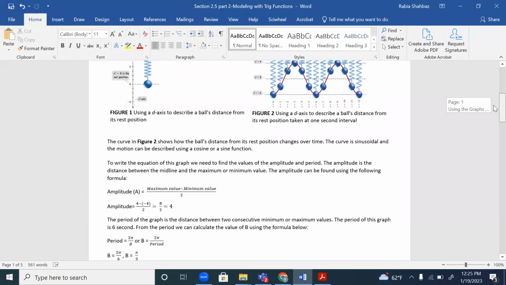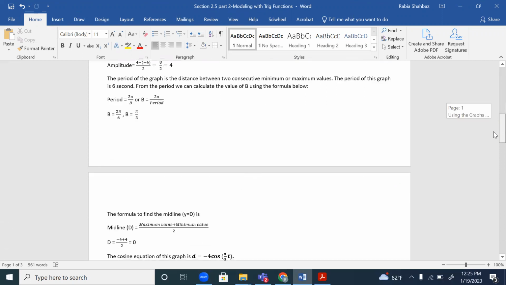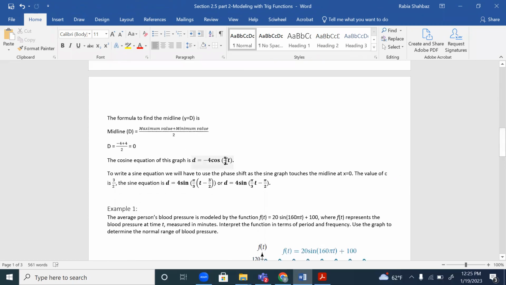If I'm writing a cosine graph, then I will not need to have any phase shift for this because at 0 time, it is at the minimum value. So all I have to do is use the negative before my a. So it's going to be -4 cosine of b, which is pi over 3, times x, which here we are using t to represent the x value, which is the time.